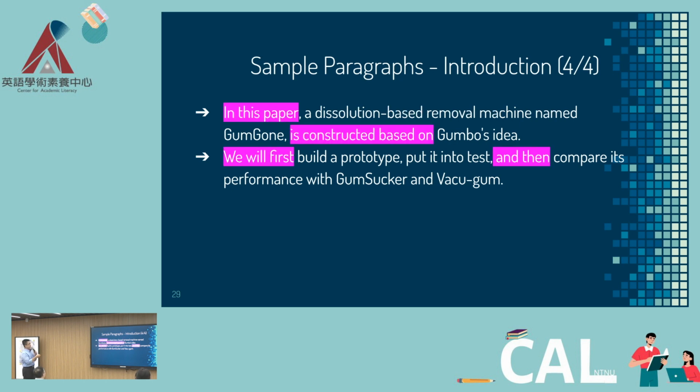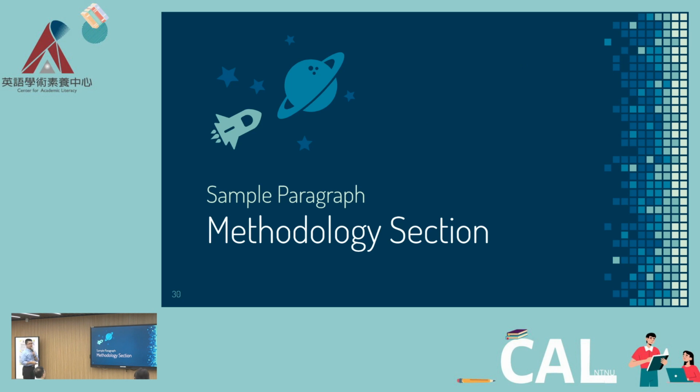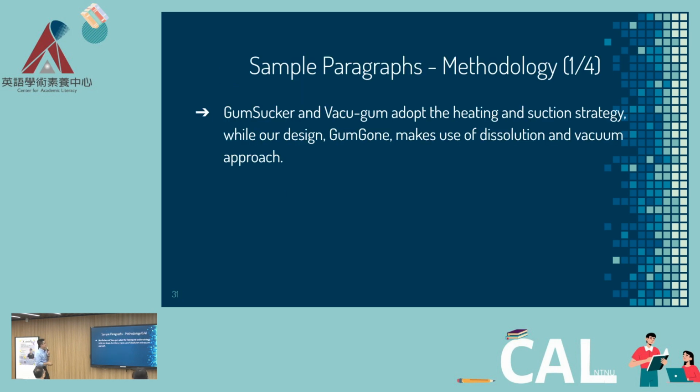So here you can see something is constructed, something is built, based on the idea. And you're going to say the methodology, the result section, or discussion sections. Let's move on to the methodology section. Gum sucker and vacuum gum adopt the heating and suction strategy, while our design Gum makes use of dissolution and vacuum approach. In the methodology, keep in mind that when people read it, they can reproduce your experiment.